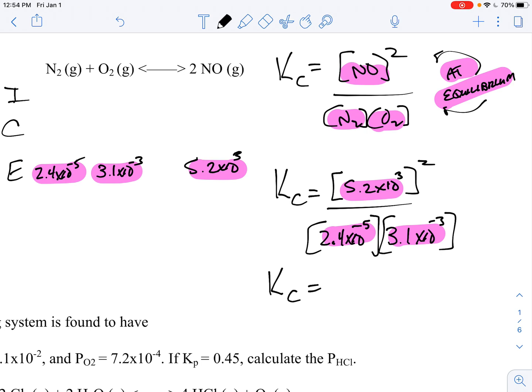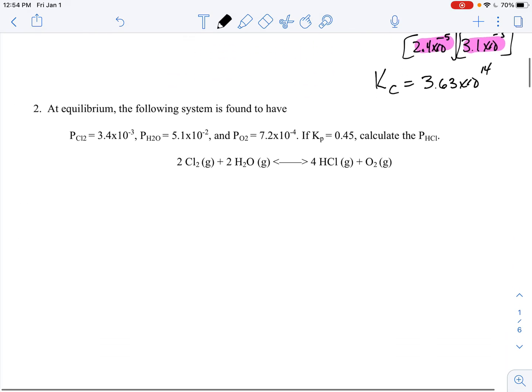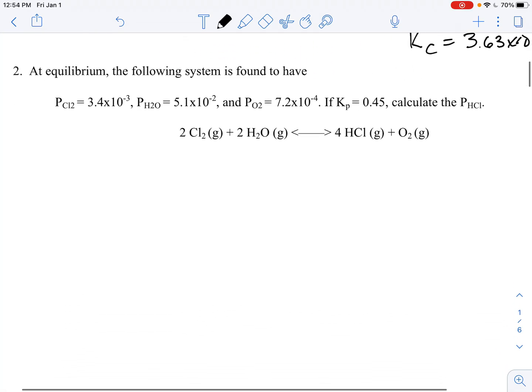So assuming I have done my math right, though there's no guarantee that I have, this is 3.63 times 10 to the 14th, assuming I have done my math right. Okay? So if you are already at equilibrium, all you have to do is plug the numbers in. All right, let's check out number 2 here.